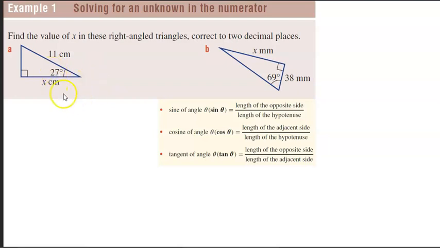Now the first one, we have a right angle triangle here. We've been given 3 pieces of information. The first one is what the degree is within the triangle and its position. The second one is we know that this line here, which is the longest line, the hypotenuse, is 11 centimeters. And this line here, which is adjacent to the angle that has been given, is some unknown centimeter length. We don't know what this length is, but we're going to use one of these trigonometric identities to solve it.